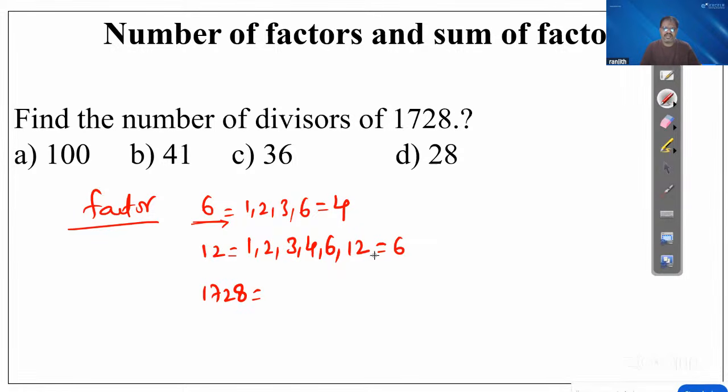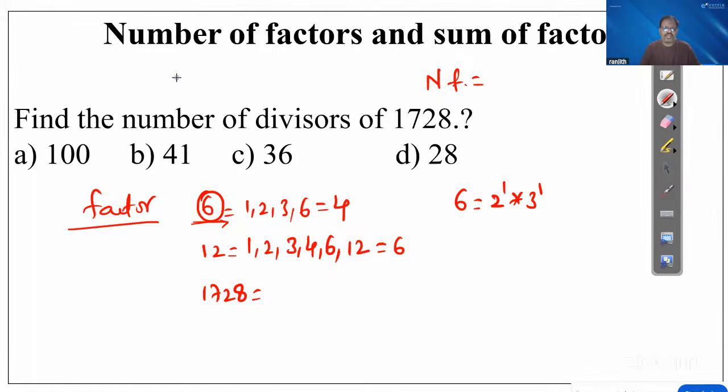1728 we can't write like this. We need to go with the prime factorization method. In the sense, we need to write in prime factorization. How can we write 6 in prime factorization? 2 power 1 into 3 power 1. So what is the number of factors?